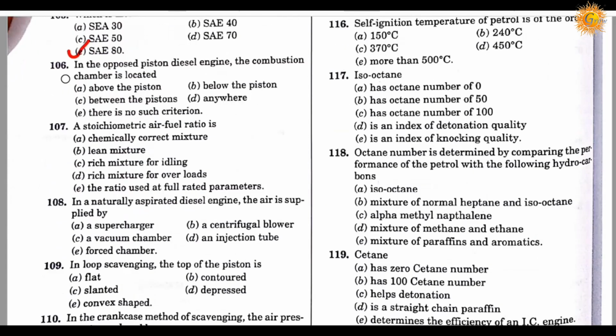Question number 106. In the opposed piston diesel engine, the combustion chamber is located: option A, above the piston; option B, below the piston; option C, between the pistons; option D, anywhere; option E, there is no such criteria. Okay, so the correct answer is C, it will be between the pistons.